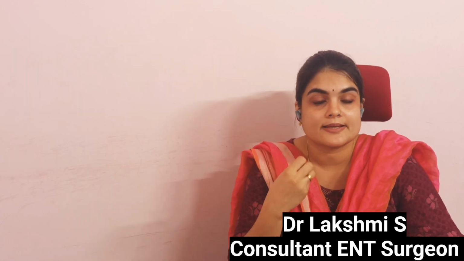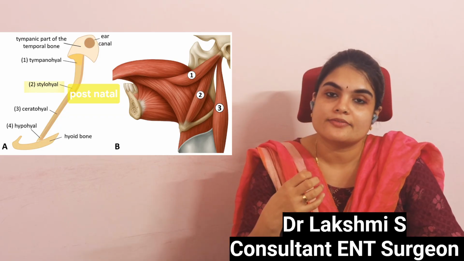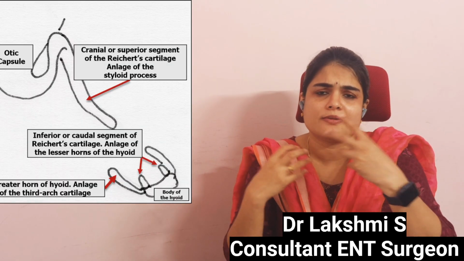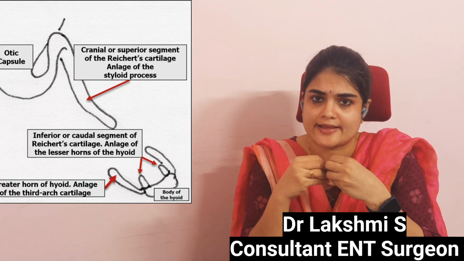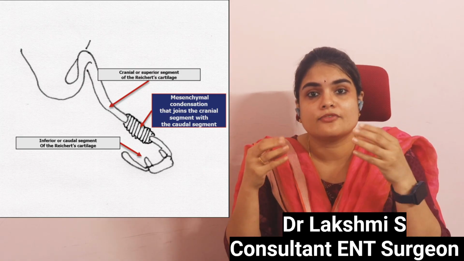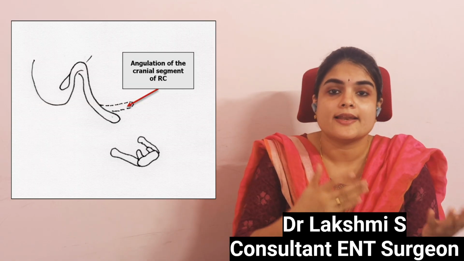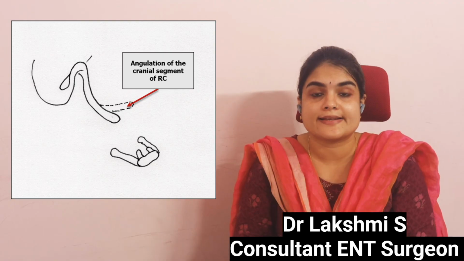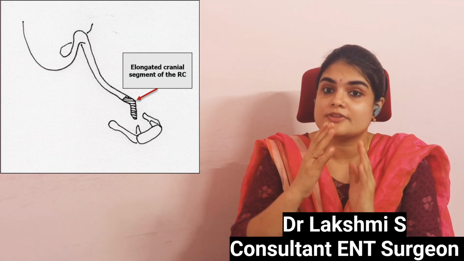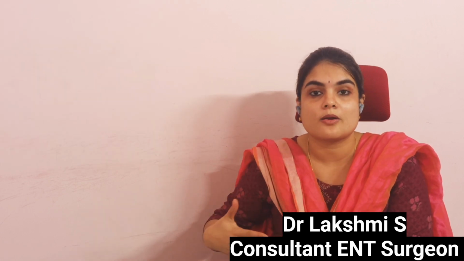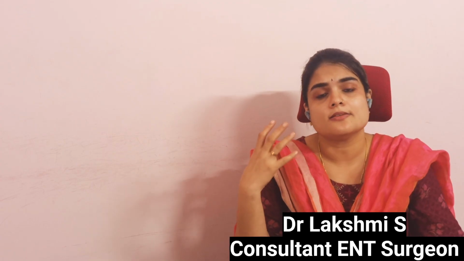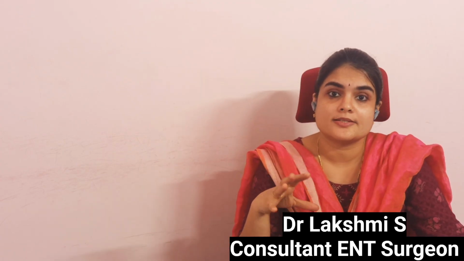The stylohyal segment develops postnatally, and that gives rise to the remaining part of the styloid process and the stylohyoid ligament. So these two develop separately, and in some people they fuse together, in some people they do not fuse, and the difference in the ossification and fusion of the stylohyal and the tympanohyal segments gives rise to different lengths of the styloid process. The stylohyal part gives rise to the proximal part of the stylohyoid ligament. The distal part is formed by the ceratohyal and hypohyal segments.